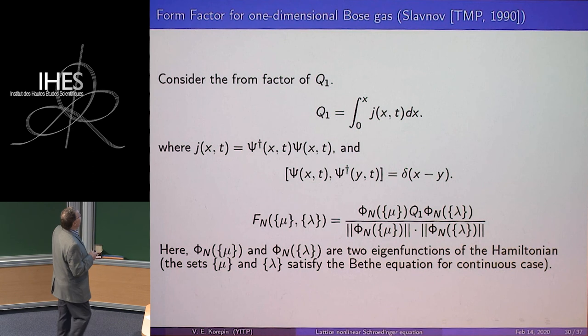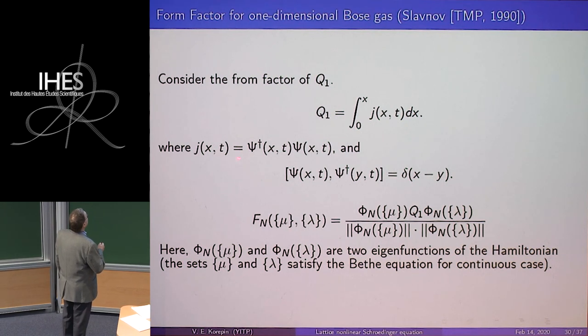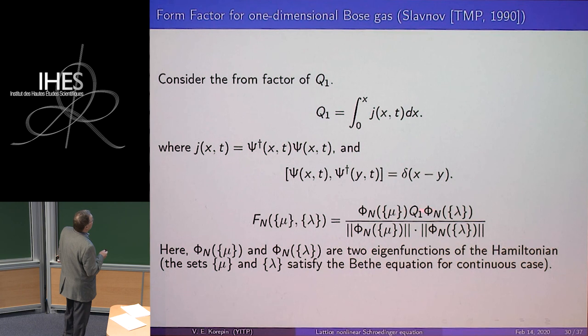So this is one of the form factors. So this J is the psi dagger psi for the continuous case. This is the local density of particles at the x and t space-time point. This is the standard canonical Bose operator. And this q is the number of particles on the interval 0, x. So I can take this q and take a matrix element between two Bethe states. This is one and this is another, and normalize it.